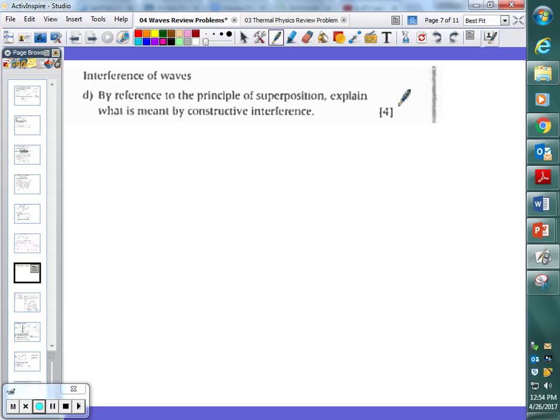This is 4 points. It doesn't seem like there's a whole lot there, but let's break down the question and make sure we hit all the right parts, right? So the first thing it tells you is what? Reference to superposition. So you gotta mention superposition, right? Do you remember what superposition is? Anybody? Waves on top of each other, right? Two or more waves can exist at the same space at the same time, right? So first thing you gotta do is talk about what superposition is. That's gonna be 1 point, okay?